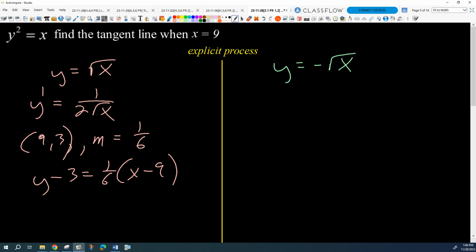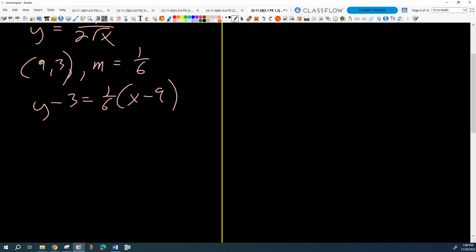Let's go ahead and put that into slope-intercept form. Let's finish the deal here. If I distribute that, what am I going to get? Okay. Minus 3 halves plus 3 is going to be plus 3 halves. Is that right? Double check me on that. Does that all make sense? Okay. So there's one line.